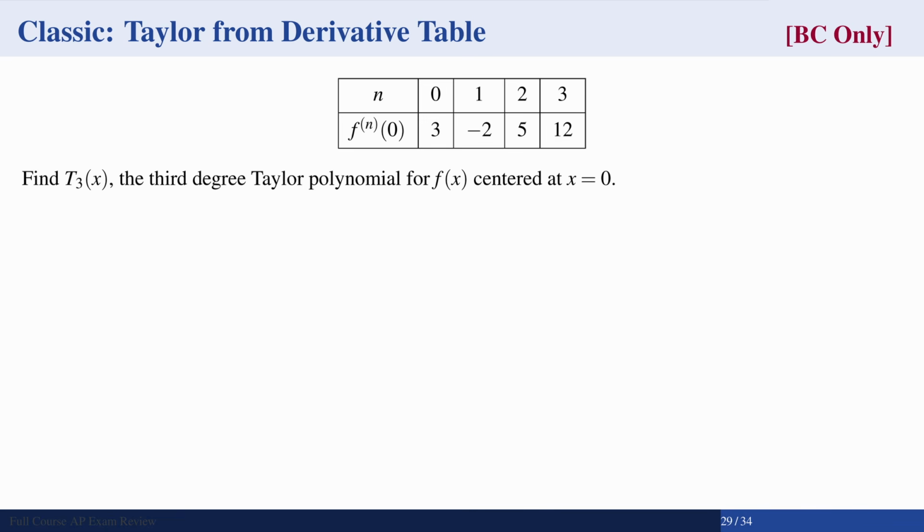This actually, at this point, probably feels really easy. You just write down the formula. That's going to be f of 0 plus f prime of 0 times x plus f double prime of 0 over 2 factorial x squared plus f triple prime of 0 over 3 factorial times x cubed.